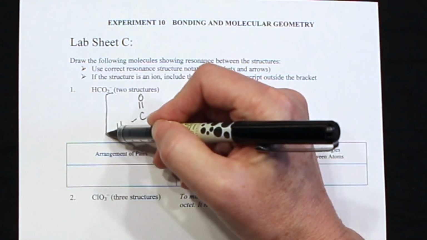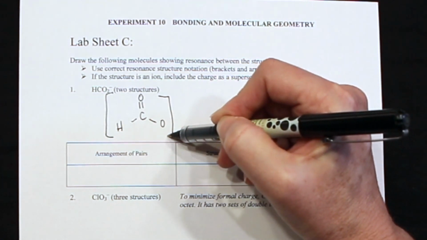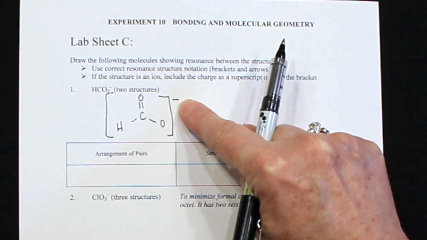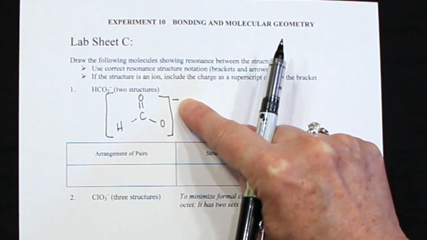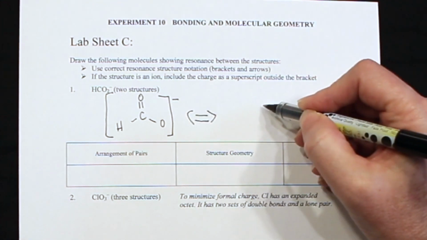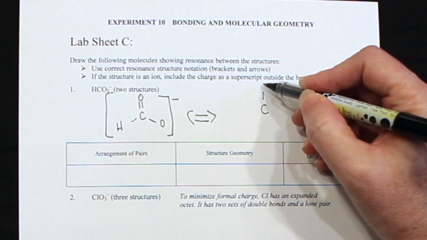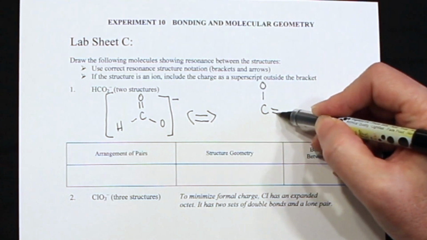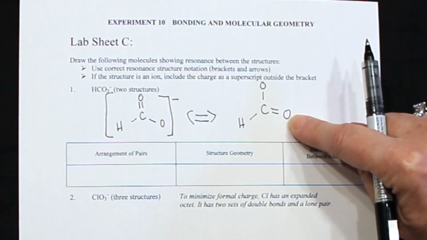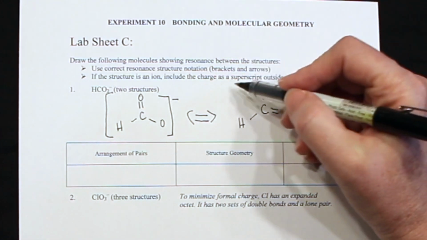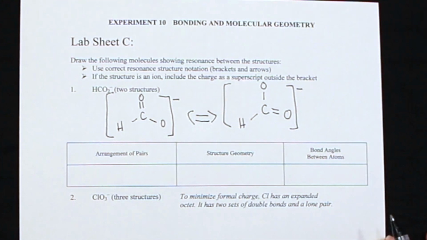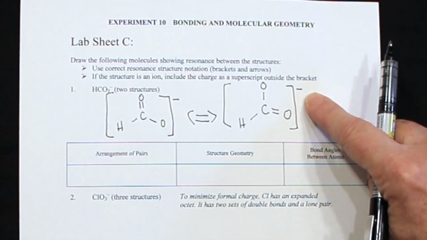Here is one structure. It is an ion. So I'm going to put it in brackets with the charge of the ion as a superscript. I'm going to do the resonance arrow, and this structure could also be depicted as this, where the double bond is on the right oxygen instead of the top oxygen. Again, this will be in brackets with a superscript charge of the ion.